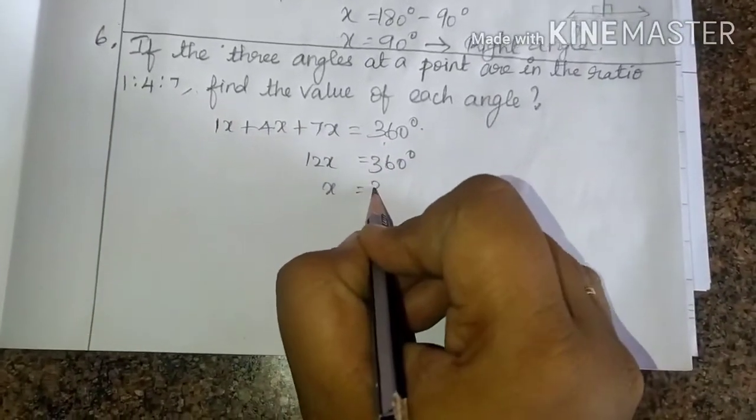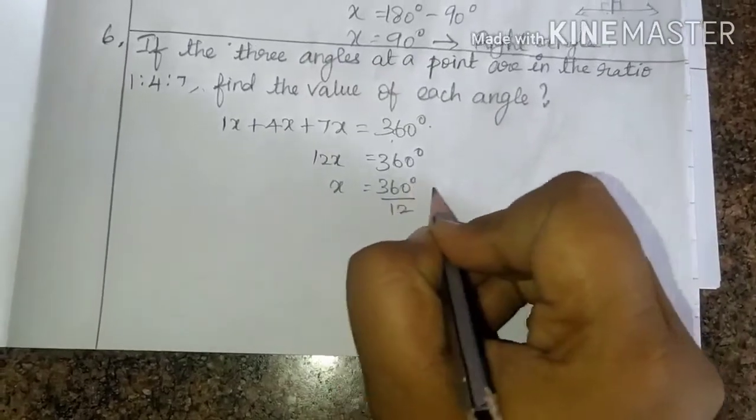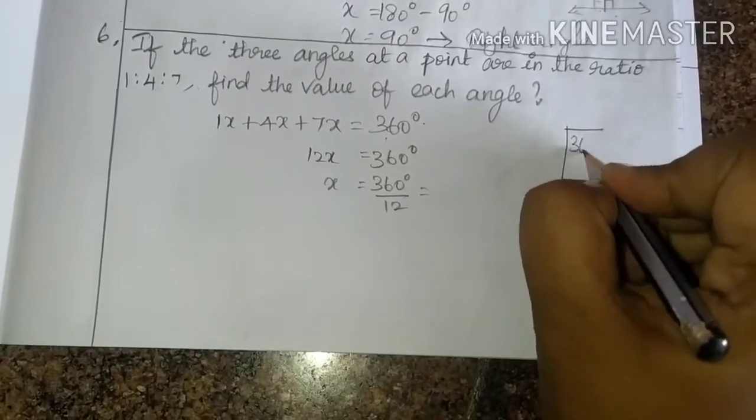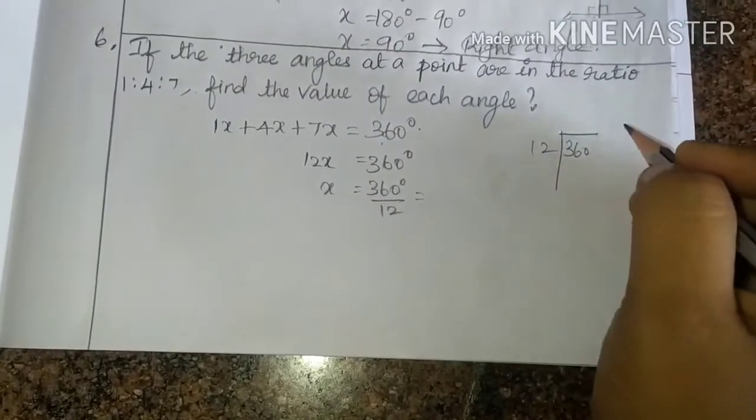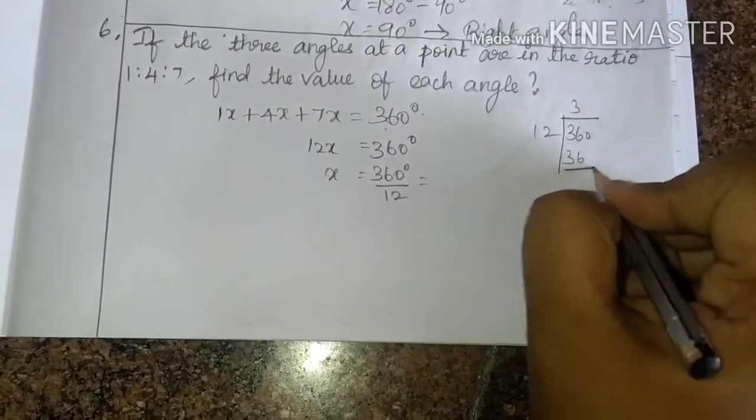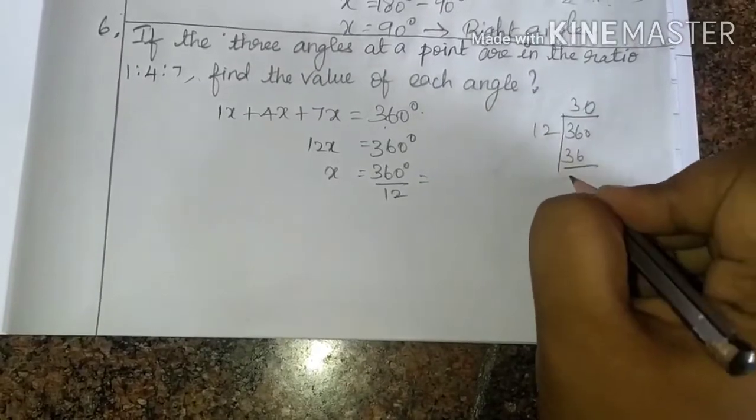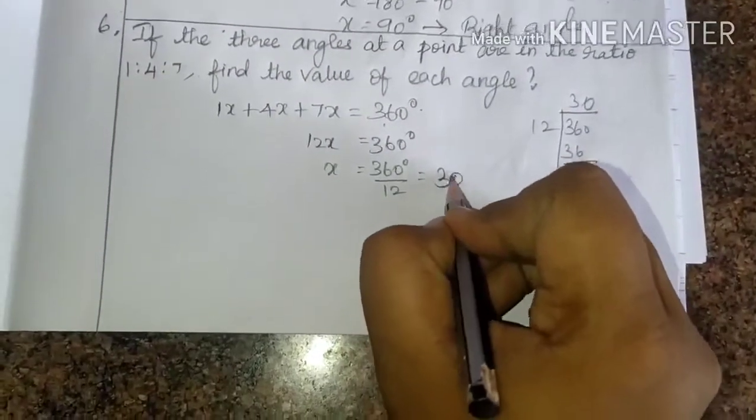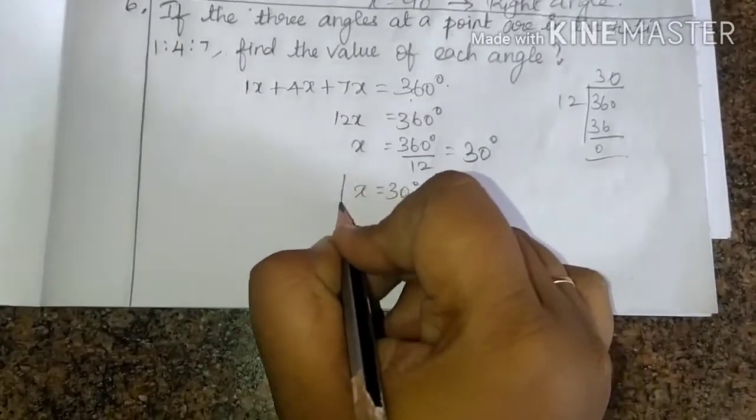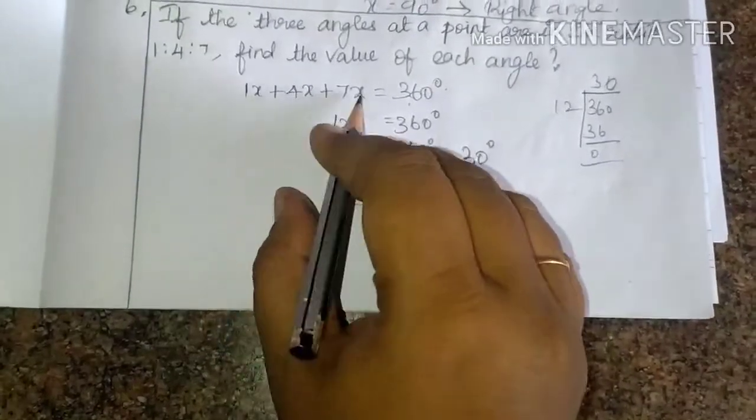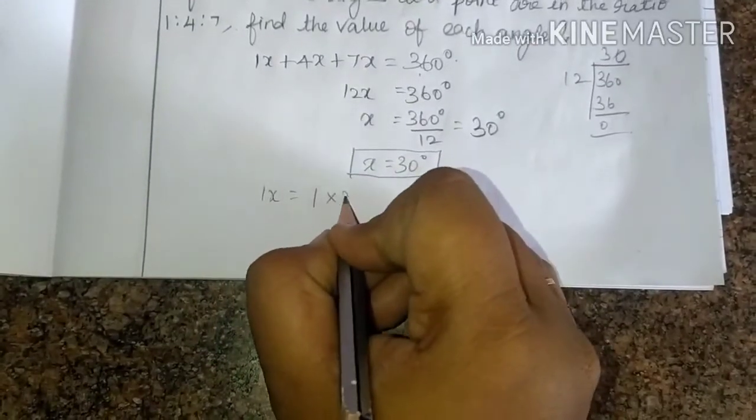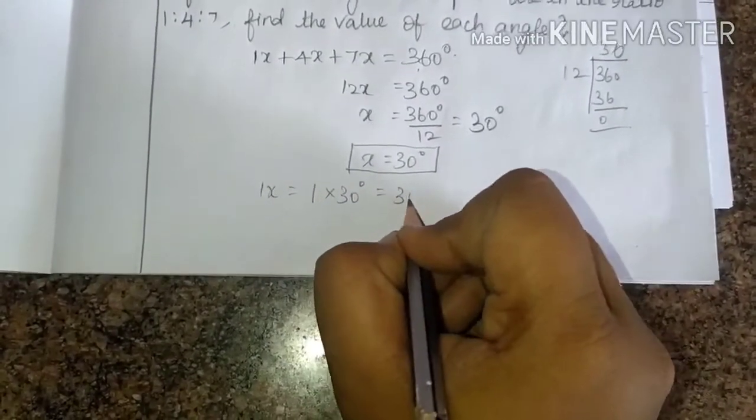Then x equal to 360 divided by 12. What will you get? 360 divided by 12. How many times? 12 3s are 36, and then take the 0 along. So x equal to 30 degree. Okay, have you clear children up to this? Now you want to substitute this and then find the answer. 1x equal to 1 into 30 degree equal to 30 degree.